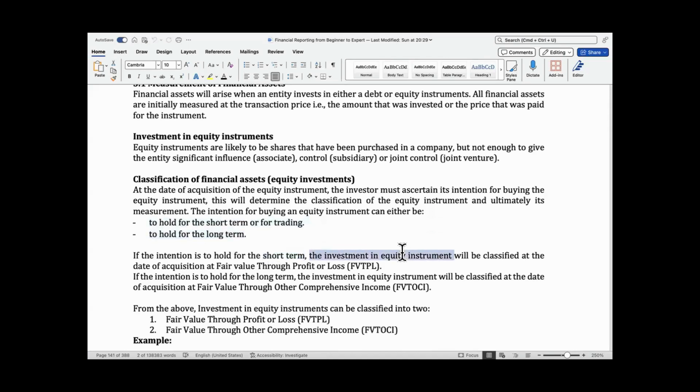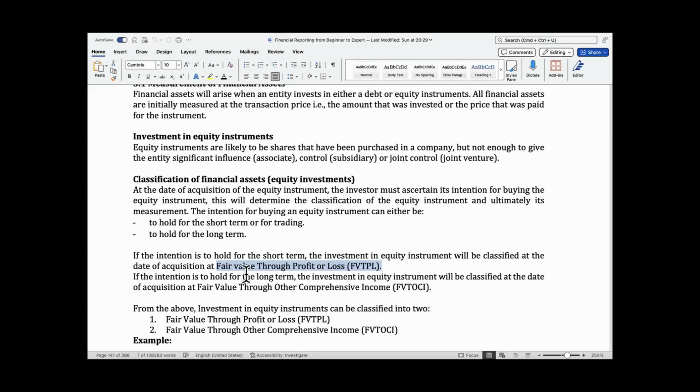that investment in equity instruments will be classified at the date of acquisition, the date you bought it. You are going to classify it at fair value through profit or loss.